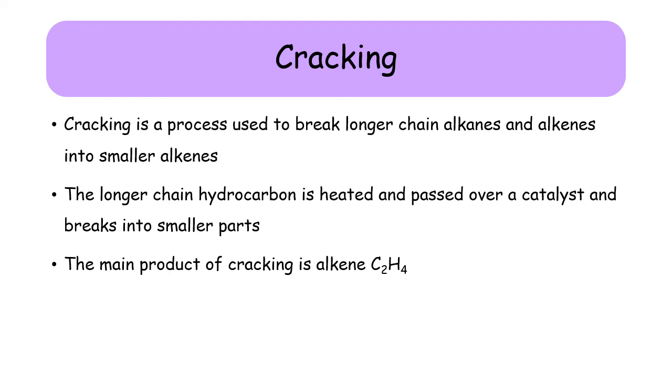Now, the main product that we get through cracking is the alkene C2H4, which we call ethene. And we can prove that we are producing alkenes by testing them with bromine water. And if the bromine water goes colourless from orange, that means that we know we've produced an alkene. So that has been our video on hydrocarbons.